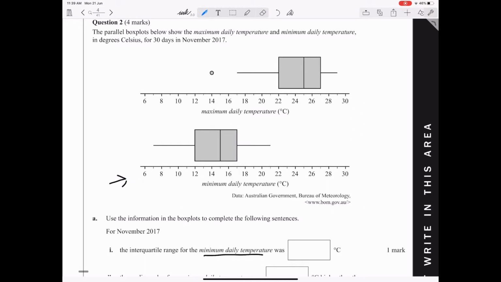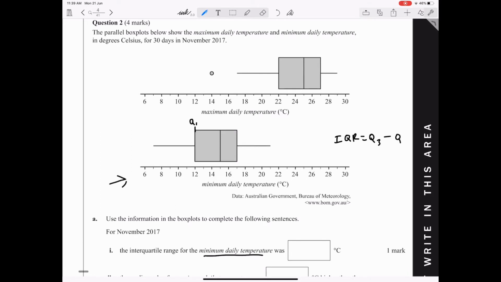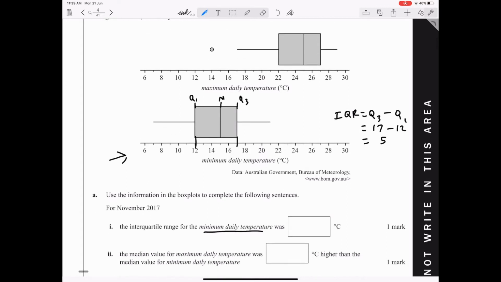and the rule for the interquartile range is interquartile range equals Q3 minus Q1. So we know that this point over here would be Q1. This would be the median. This would be Q3. So therefore the interquartile range would just be Q3 minus Q1. So Q3 is 17 and Q1 is 12. So Q3 minus Q1, which is 17 minus 12, which gives you 5. So therefore the interquartile range for the minimum daily temperature was 5 degrees Celsius.